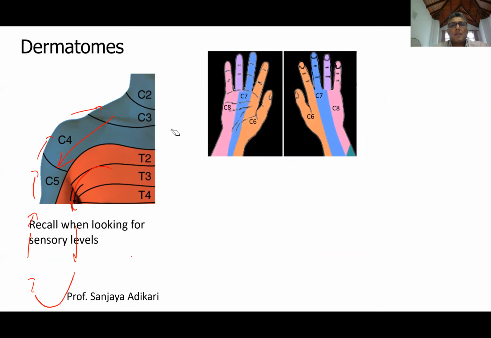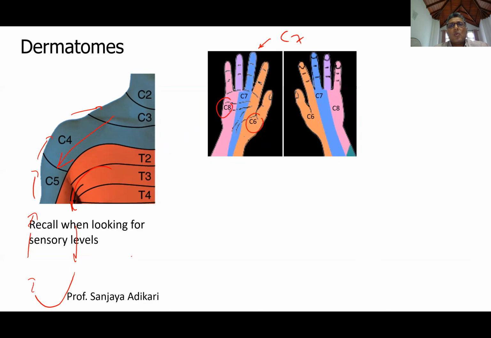Then there's another point. If you look at the hand, the palm side and the dorsum of the hand, the typical description is that the middle finger is C7. I am referring to the dermatomes. The middle finger is C7, then medial to that it's C8, and lateral to that it's C6. So your index finger and thumb are supplied by the C6 dermatome. Your little finger and part of the ring finger are supplied by the C8 segment.